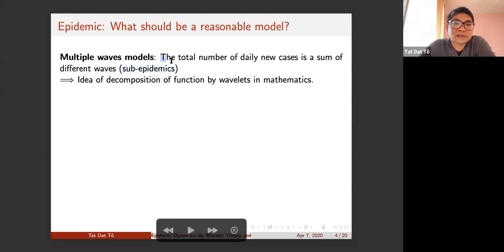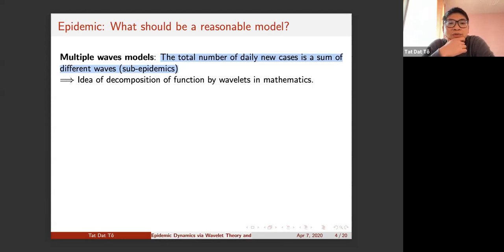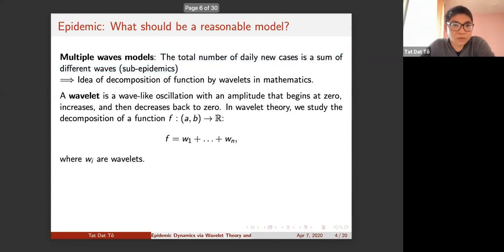So the idea is, if we consider the daily cases as a function, we must decompose this function as a sum of several functions. This is exactly the idea of decomposition of a function by wavelets in mathematics. So what is a wavelet? It is a wave-like oscillation with an amplitude that begins at 0, increases, then decreases, and goes back to 0. In wavelet theory, we study the decomposition of functions, maybe from an open interval to R, and try to decompose the function like a sum of some wavelet functions.